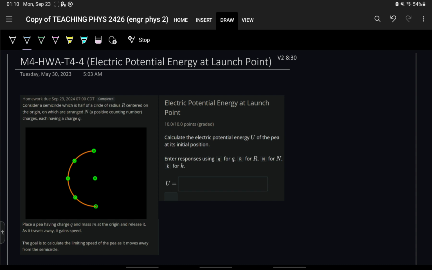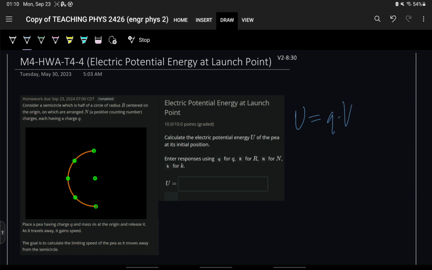The P has charge lowercase q, and the semicircle has a total charge capital Q equals N times lowercase q, where capital N is the number of charges each of magnitude lowercase q, uniformly distributed along the semicircle of radius capital R. So the electric potential energy capital U is equal to lowercase q times uppercase V, where lowercase q is the charge of the particle, in this case the charge of the P.